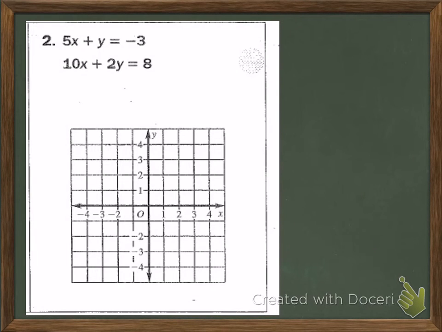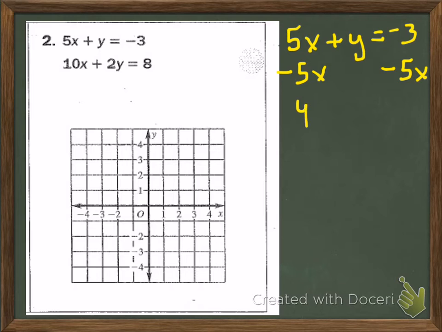For number 2 in the checkpoint, we don't have them in slope-intercept form yet. So let's take a moment to put the equations into slope-intercept form. So for the first equation, we want to subtract 5x from both sides. We get y is equal to negative 5x plus negative 3. That lets us graph. We have a y-intercept at negative 3 and a slope of negative 5.